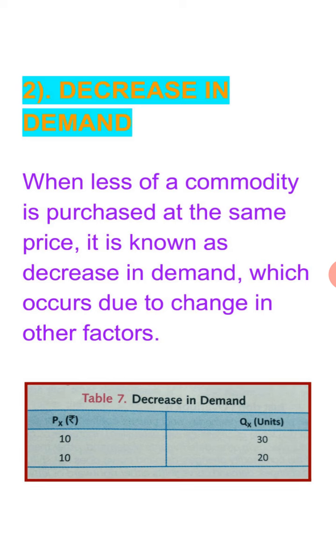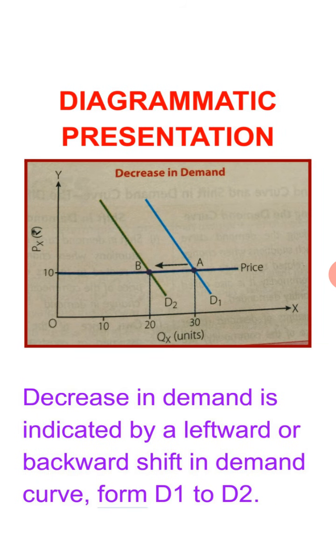The price remains the same at 10 but the demand decreases from 30 to 20. Initially demand was 30, now it has decreased to how much, beta? It has become 20. The same we can see in the form of a diagram as well. Initially it was indicated by the D1 curve in sky blue color.